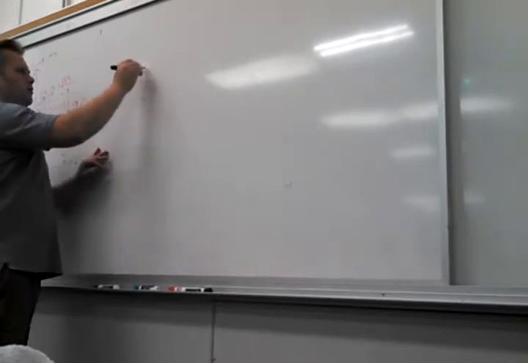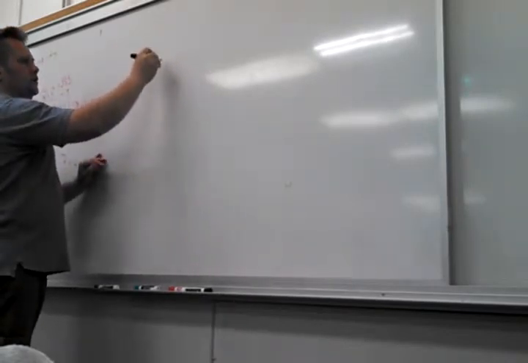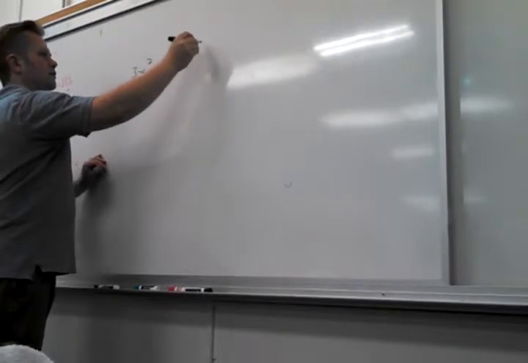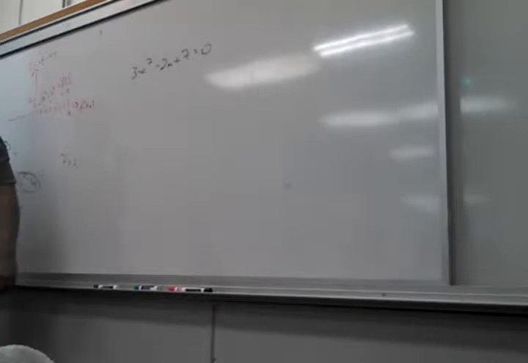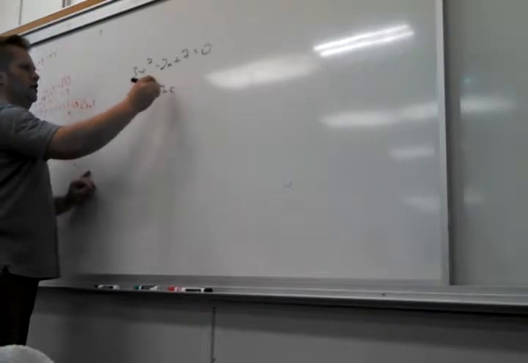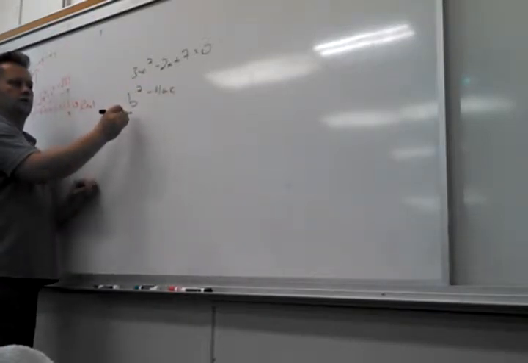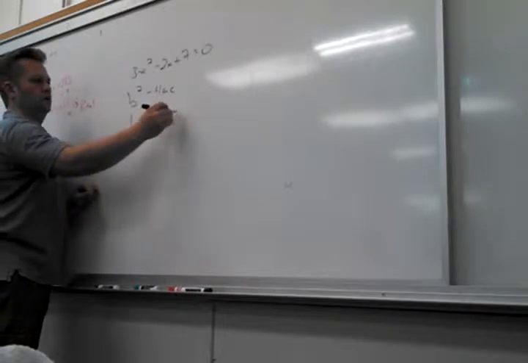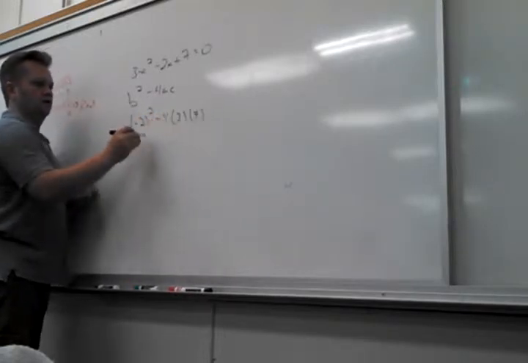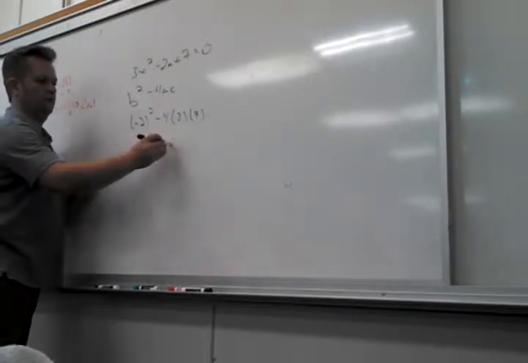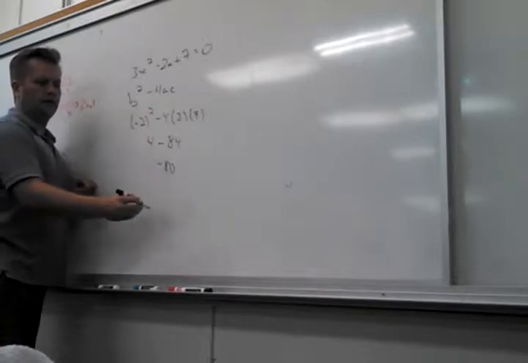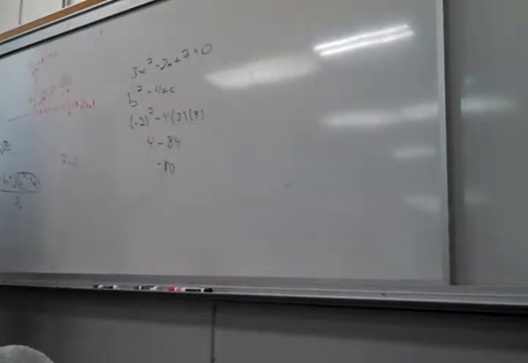All right. So let's say I had 3x squared minus 2x plus 7 equals 0. And I want to know how many answers and what kind of answers. So what's the only thing you have to look at? Yeah, b squared minus 4ac. So what's b? Negative 2 squared minus 4 times 3 times 7. So you get 4 minus 84, negative 80. So I'm going to have two complex solutions.